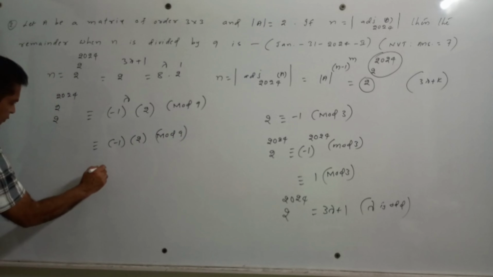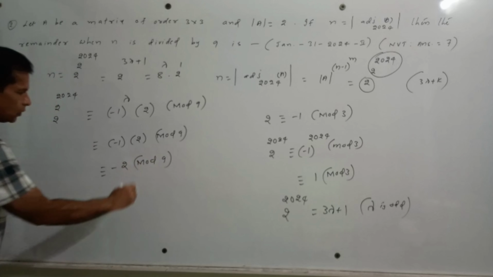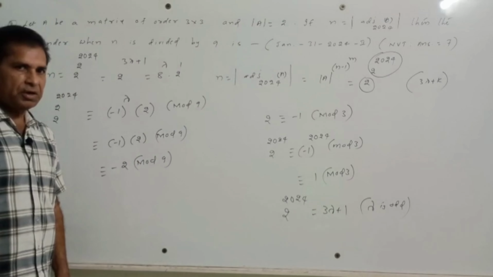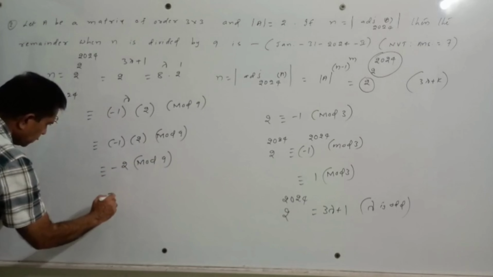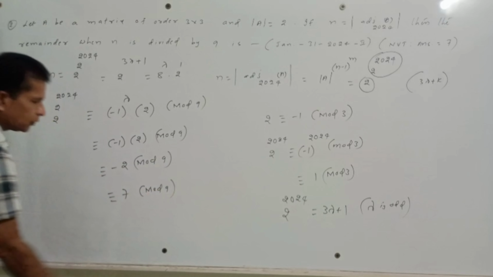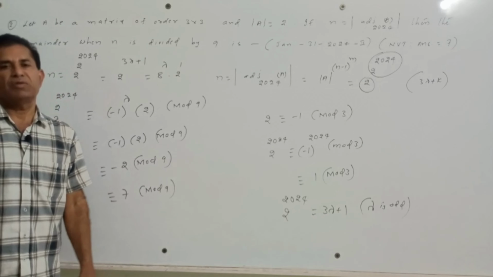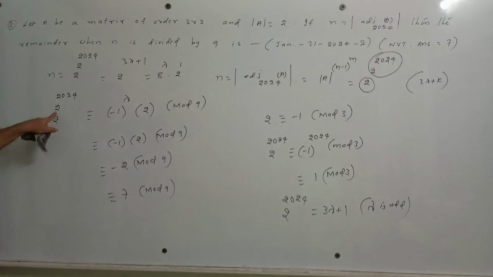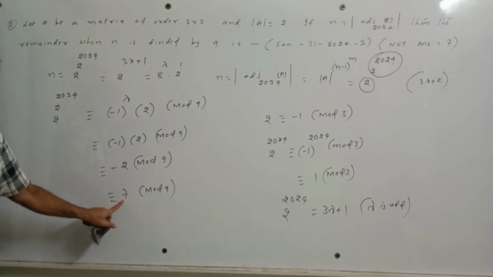Minus 1 into 2 becomes minus 2. This is minus 2 modulo 9. Minus 2 is the negative remainder. To convert that into a non-negative remainder, add 9. Minus 2 plus 9 becomes 7. So it is congruent to 7 modulo 9. 7 is the non-negative integer less than 9. Therefore 7 is the remainder. That means when 2 to the power of 2 to the power of 2024 is divided by 9, the remainder becomes 7.